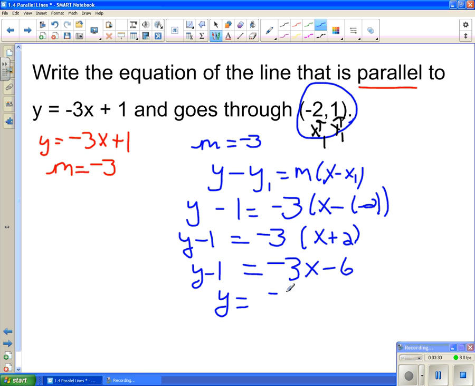So y equals negative 3x, and if I add 1 to negative 6, I get negative 5. And here's my answer: y equals negative 3x minus 5. This line is going to be parallel to my original line. They have the same slope and different y-intercepts.